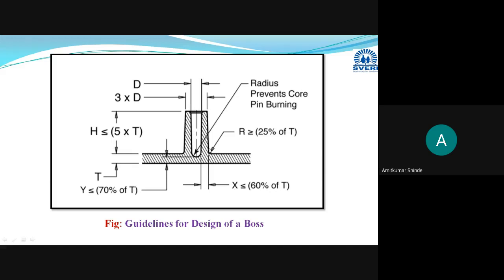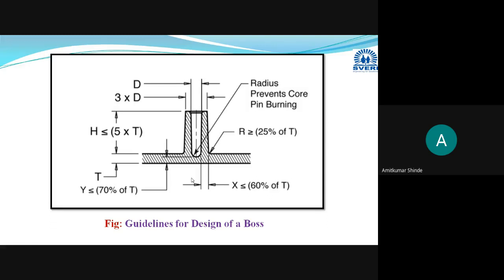And the fillet or radius should be at least 25% of the wall thickness. It can be greater than that, but the least value should be 25% of the wall thickness. These are the points you have to take into consideration while designing a boss.